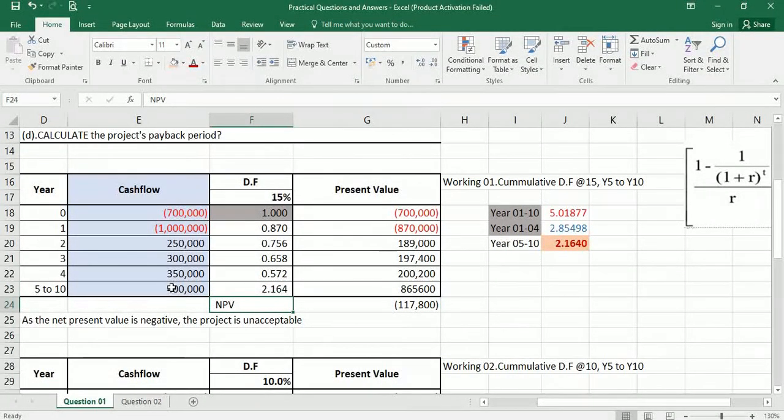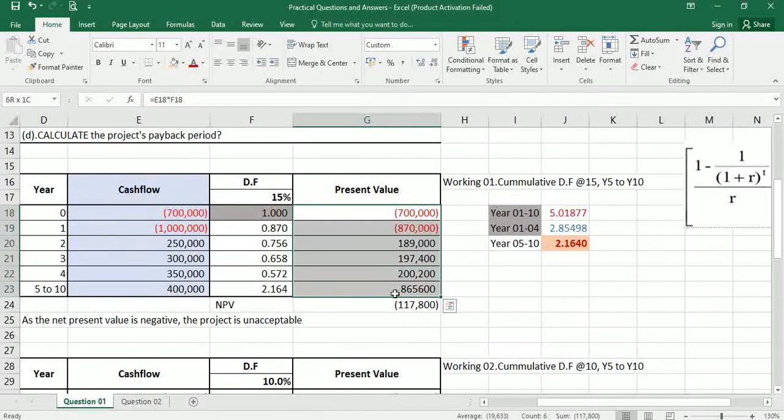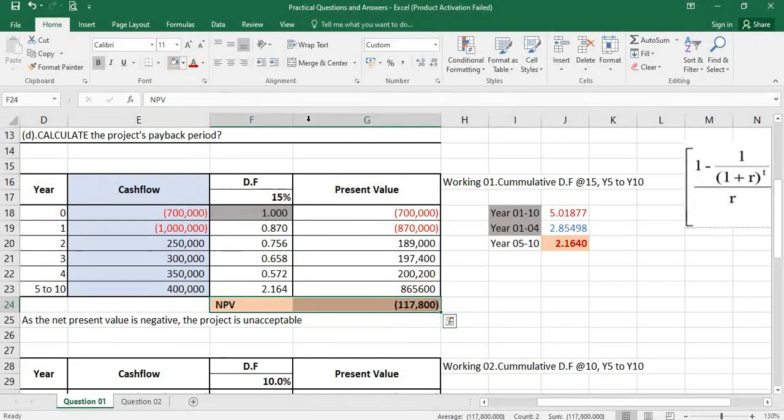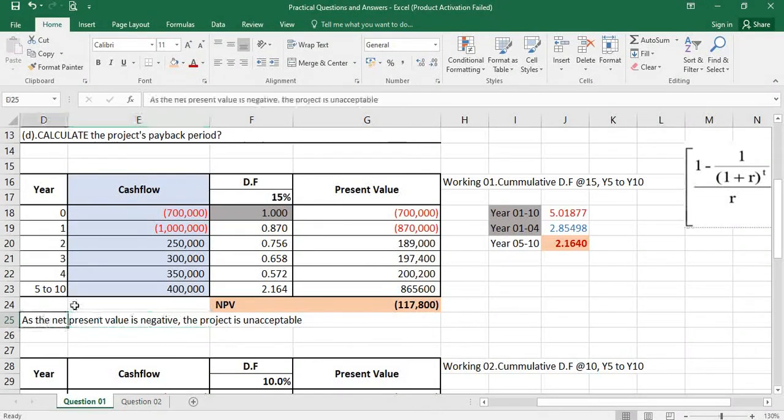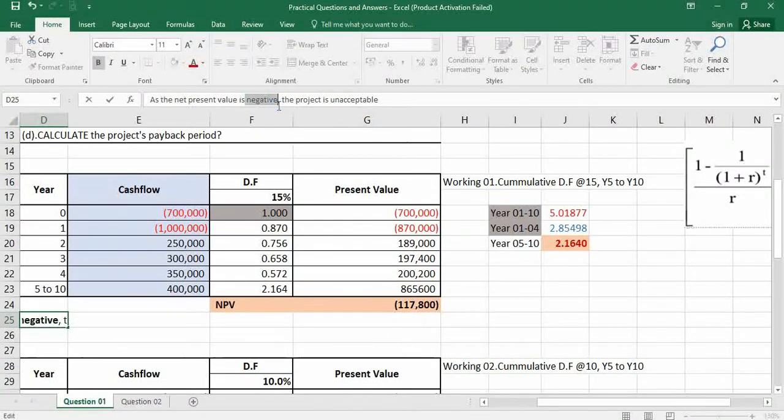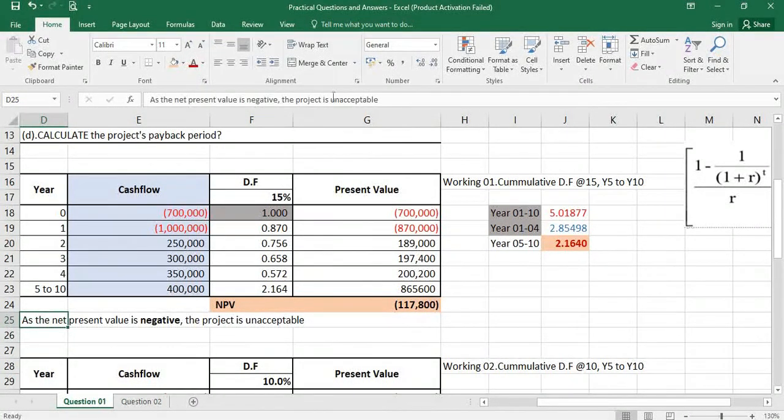right? If you multiply this 400,000 year 5 to 10 by the respective cumulative discounting factor, you will be ending up with this value, right? Likewise, after converting all these cash flows by the discounting factor, you get this present value. Then if you sum it up, you will get NPV. Right, that is negative value 117,800, right? Okay, since this project gives negative NPV, the project is unacceptable.